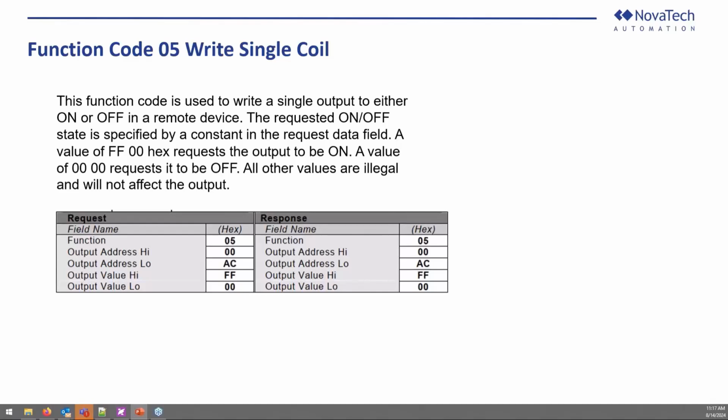In some writing function codes, so function code 5, if we want to write a single coil, this is to write an output to either an on or an off. This is used quite often. If you want to issue a command, that's one way to do it.